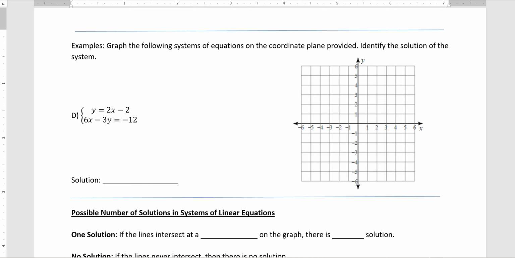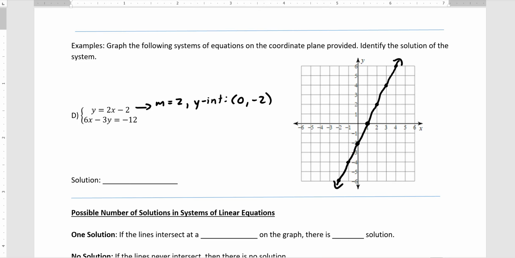Y equals 2x minus 2. So that tells me that my slope is 2, my y-intercept is 0, negative 2. So from there, a slope of 2 tells me up 2, right 1, or down 2, left 1. There we go. I can connect those dots. If I can draw a straight line, there we go. Not bad, not my best, that's okay.